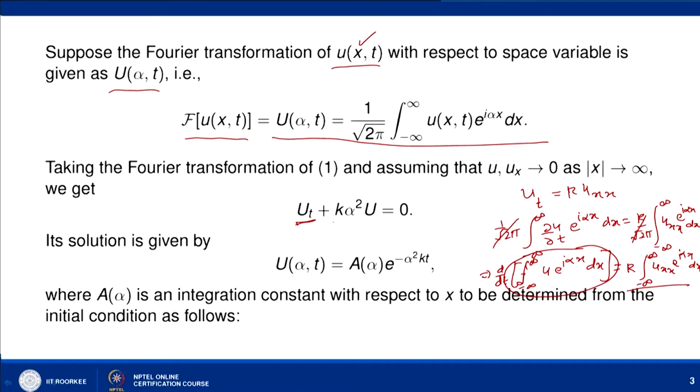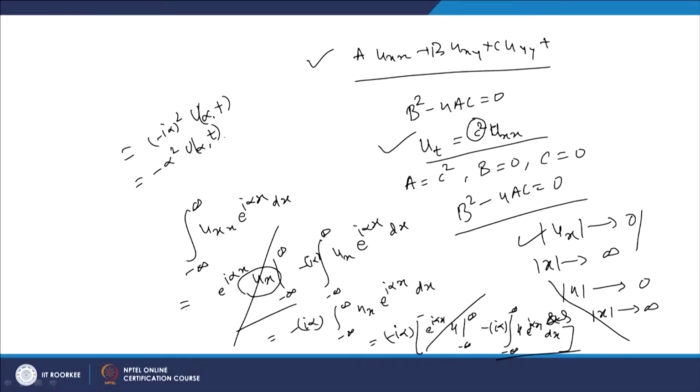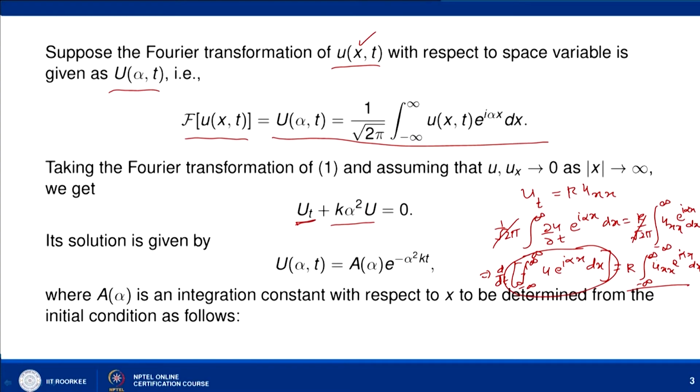So we can write it here. I think there is some problem here. Yes, it is minus alpha square u alpha t, that is what is written, and using k you transform here and you will have u_t plus k alpha square u equal to 0. Here u is your u alpha t. This is an ordinary differential equation in terms of the variable t, and we know this is first order and we can easily solve it. Our solution is given by u alpha t equal to A alpha e to the power minus alpha square k t.